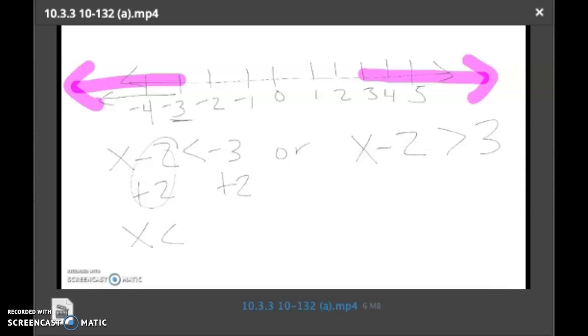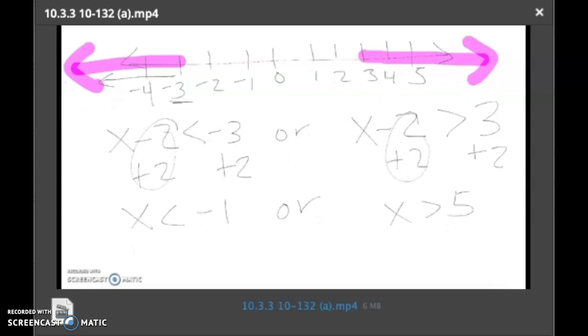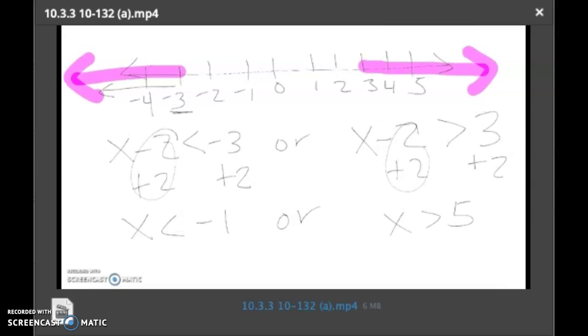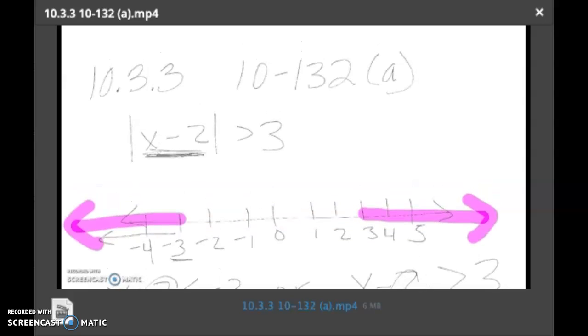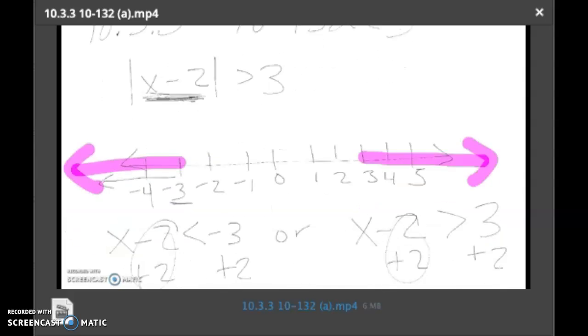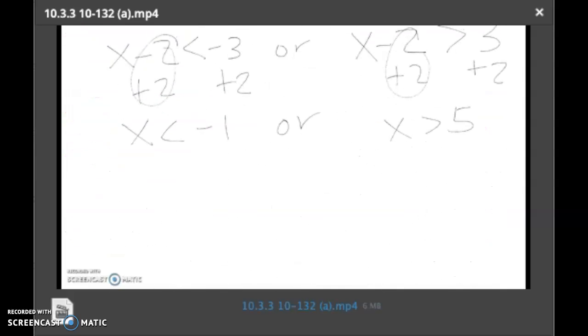So we get that x is less than negative 1, or x is greater than 5. Okay, so those are my solutions. So those, any numbers that are greater than 5 or less than negative 1, if I put those into my absolute value inequality up here, and I solve it, I will get numbers that are greater than 3. Okay? So then I'm going to graph this on a number line.